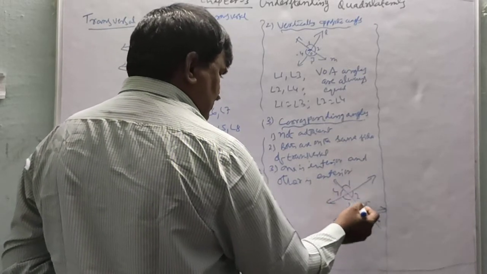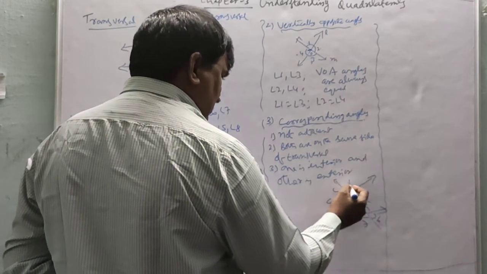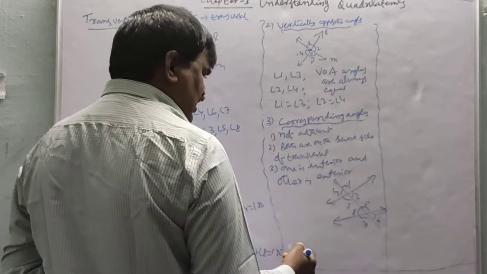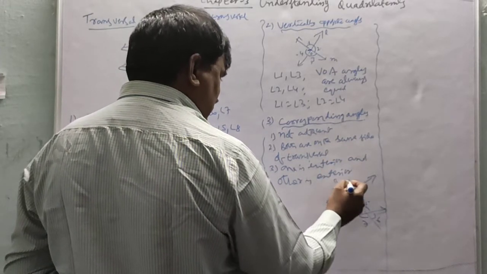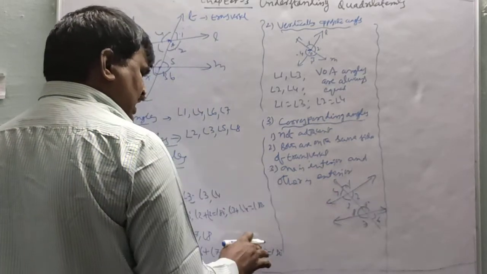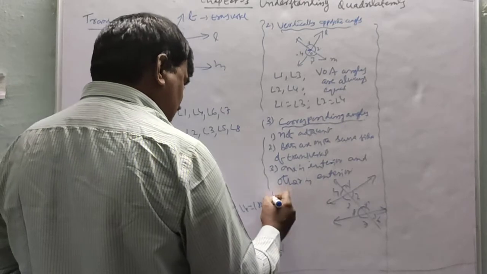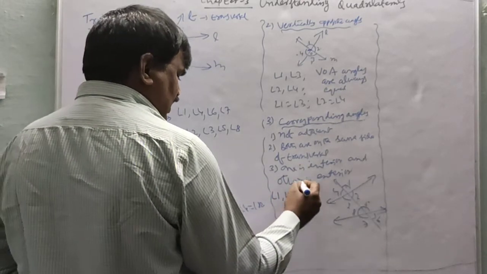1 and 5, they are not adjacent. First condition true. Both are on the same side. Yes, they are on the same side of the transversal, right side. Second condition satisfied. Third condition, one is interior, one is exterior. So here 1 is exterior, 5 is interior. So one angle is interior, one angle exterior. So angle 1, angle 5 are corresponding angles.